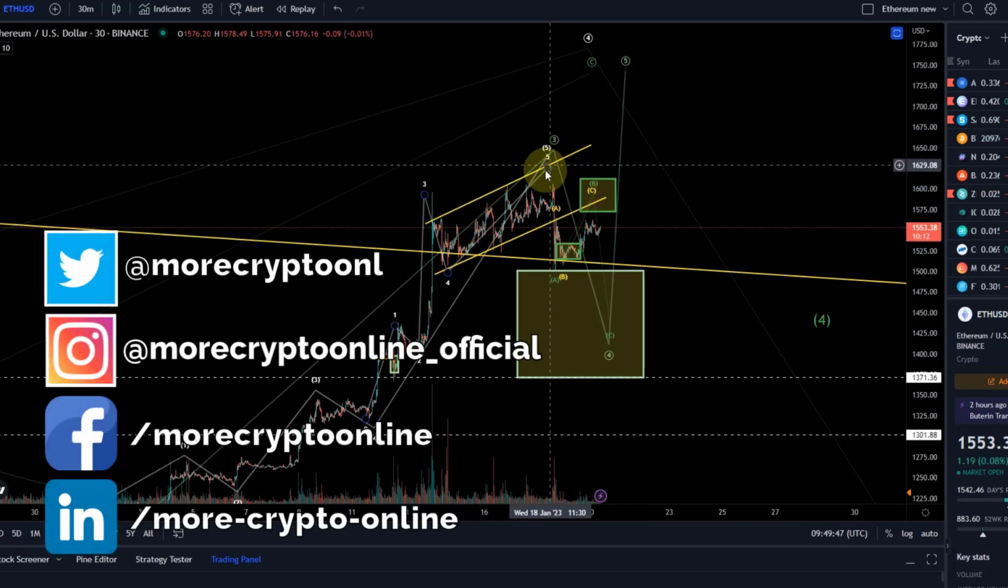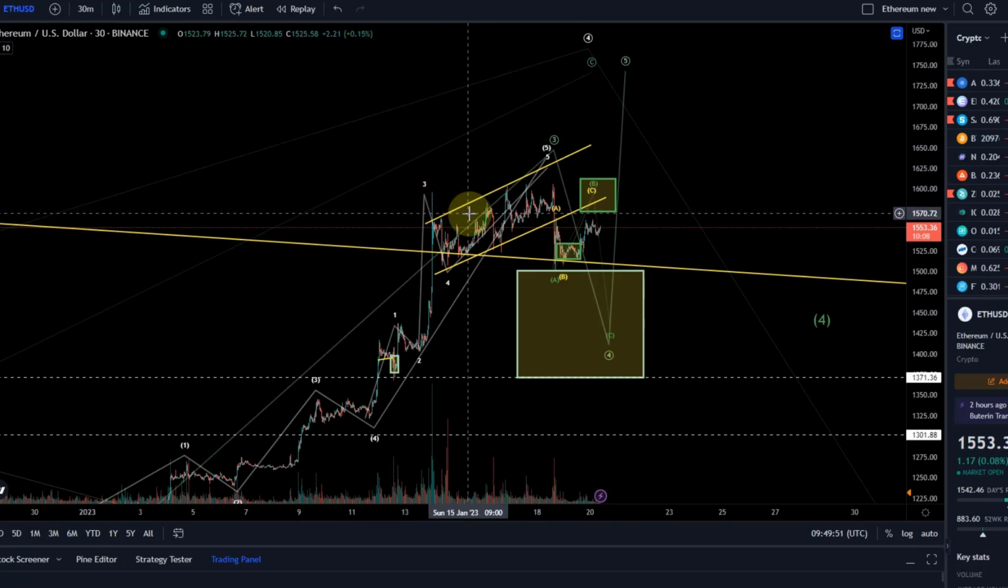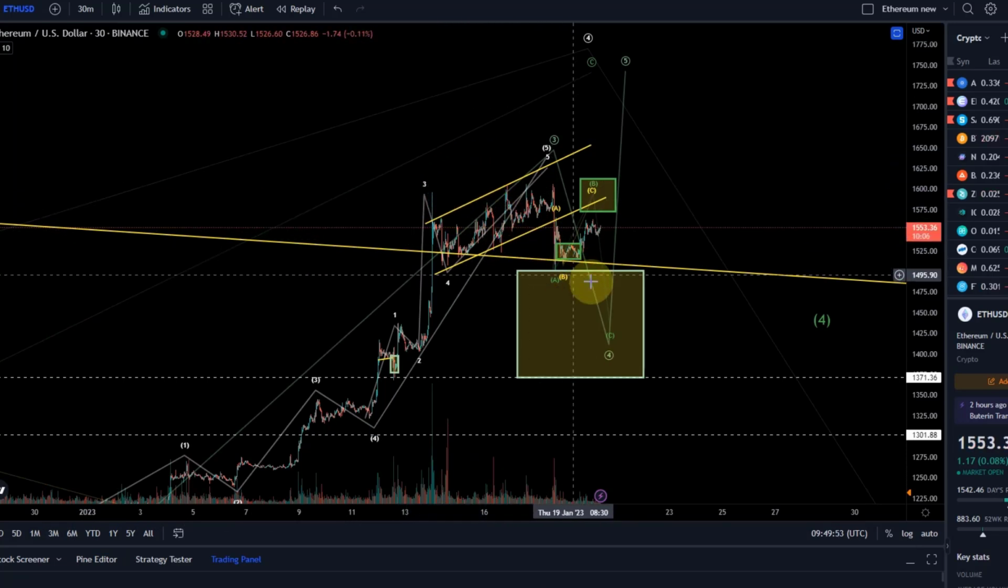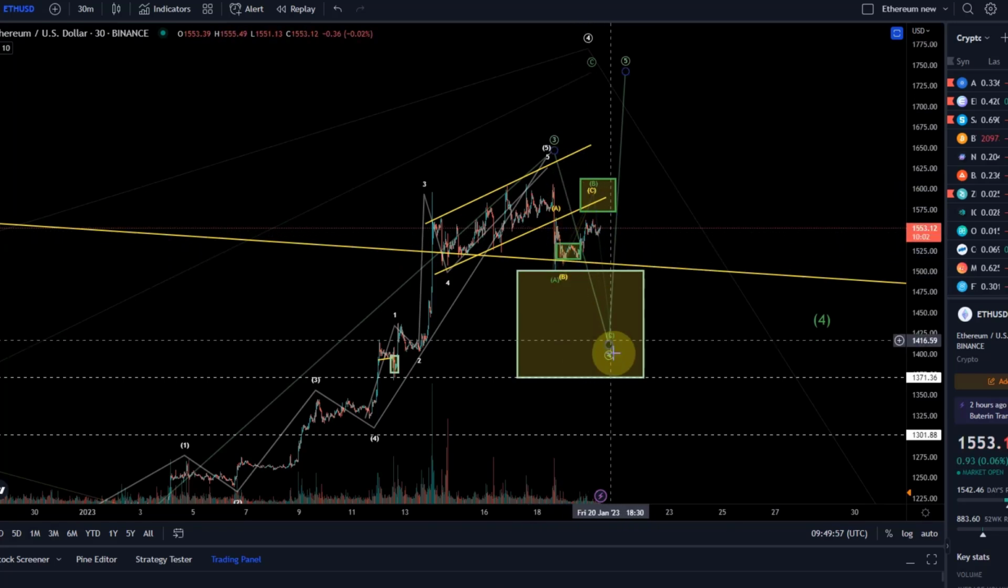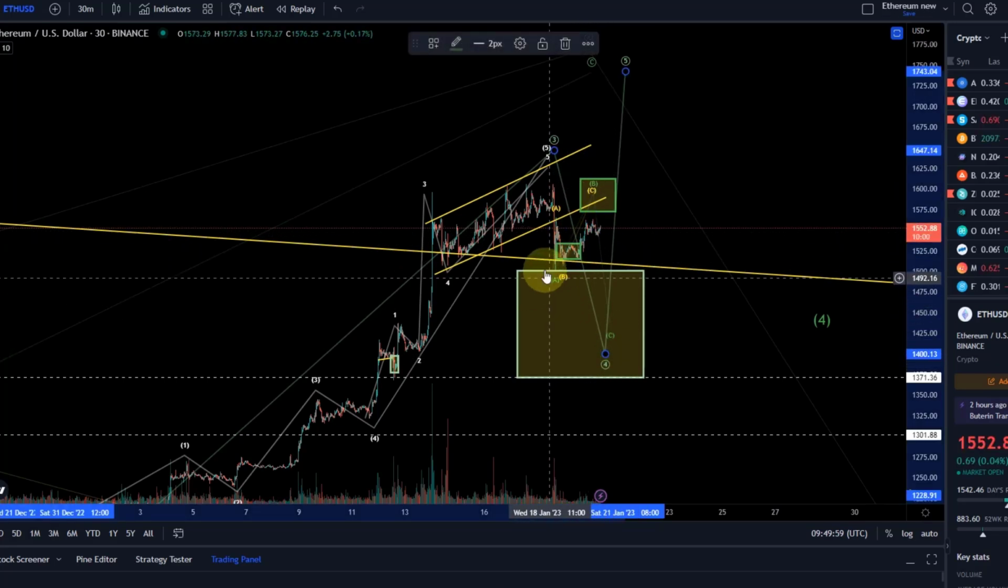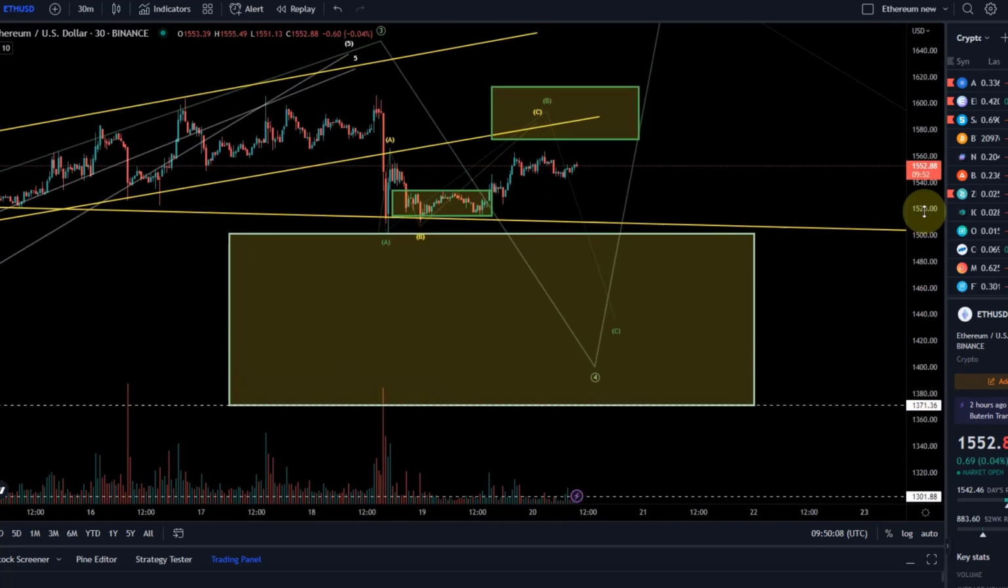Ethereum is still in this wave 4, at least that is what I am preferring. I am still looking at this to be a corrective move to the upside currently within a larger wave 4. The wave 4 so far was very shallow. It did hit my support area and then did move up in a small 5-wave structure.